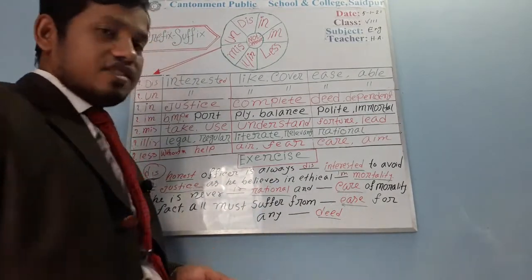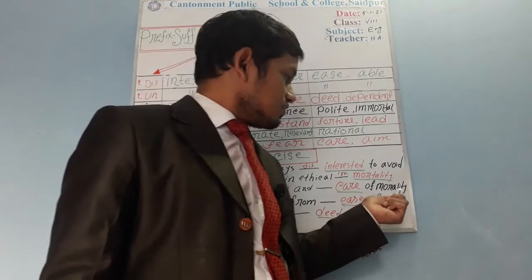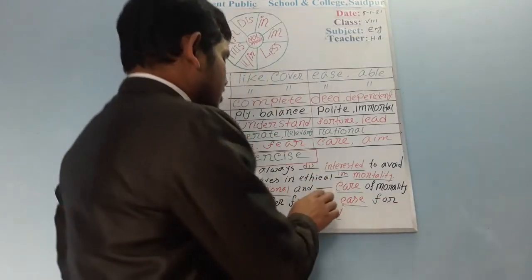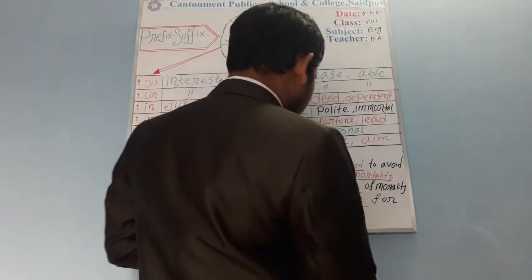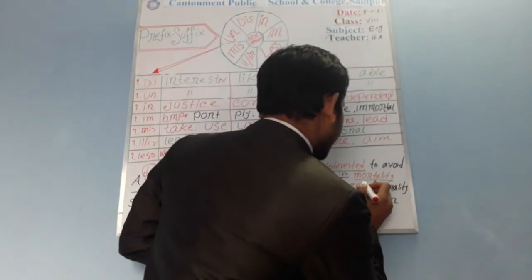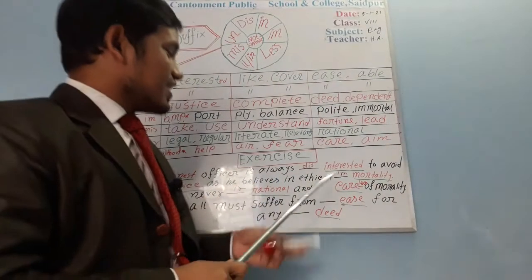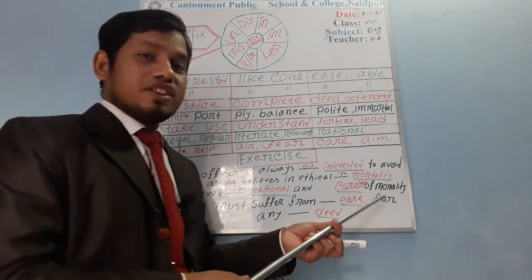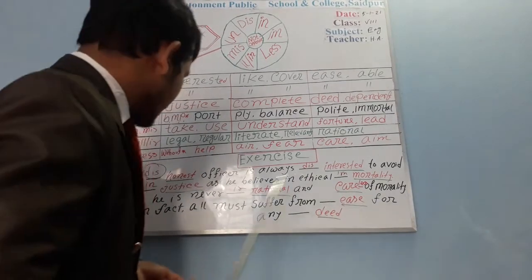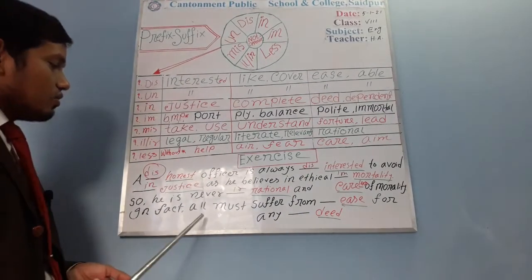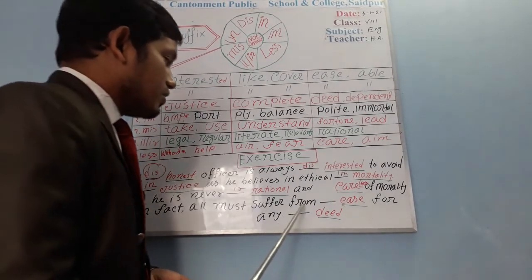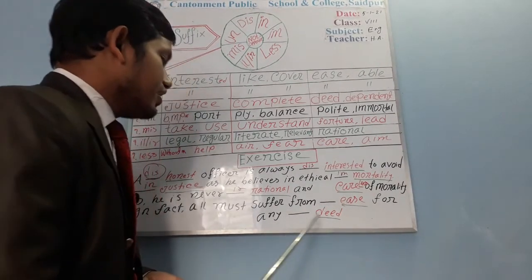And care. Care is a noun. What? Here learners, you can see, here is the gap. Here you should use a suffix. What is that? Never careless. Okay, learners. And never careless of morality. Okay, the meaning is that, in fact, all must suffer from ease for any deed.